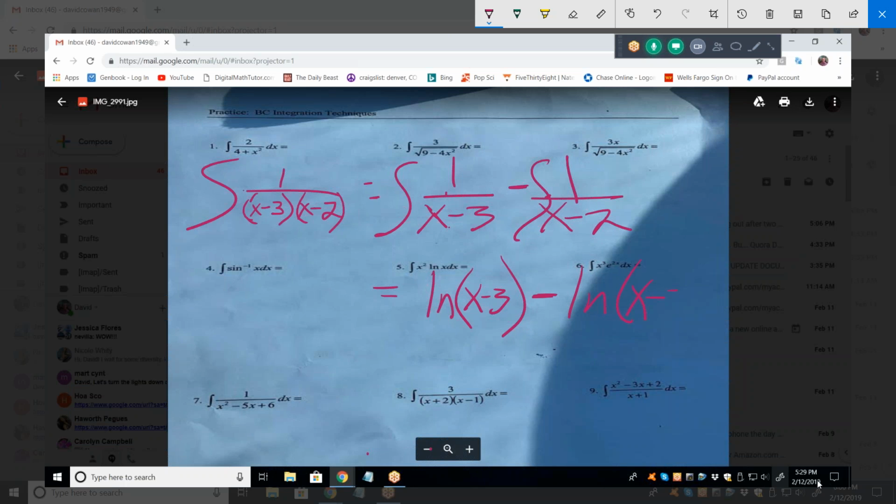Well, let's not add the c yet. We have log expressions being subtracted, which means I can turn that into one log expression using your rules of logs. Would that be dividing? Uh-huh. The x minus 3 over the x minus 2, and now I add my c. So there's your answer.